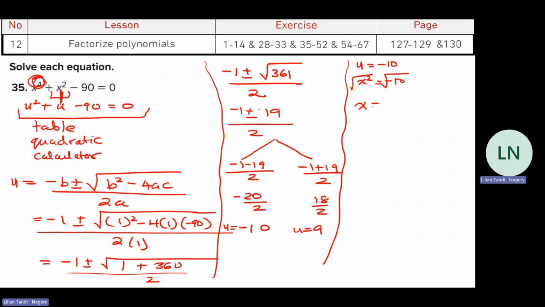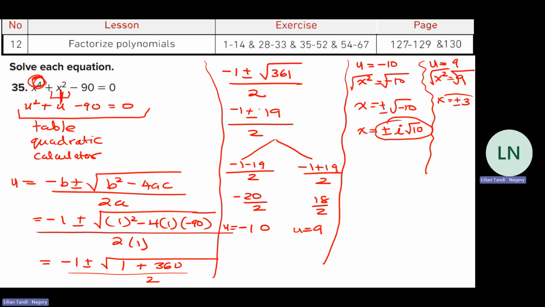So this is x equals plus or minus the square root of negative 10, which means x equals plus or minus i square root of 10. Okay? Then you need to use your other u. u equals 9, which means x squared equals 9. To find x, you do the square root. x equals plus or minus 3. So there are your 4 roots, 2 here and 2 here.